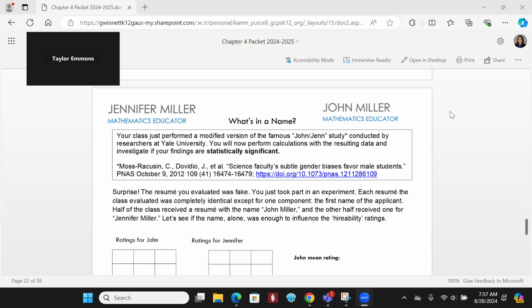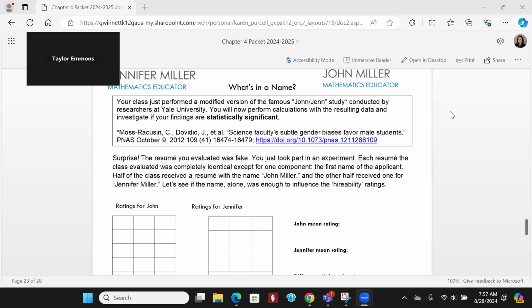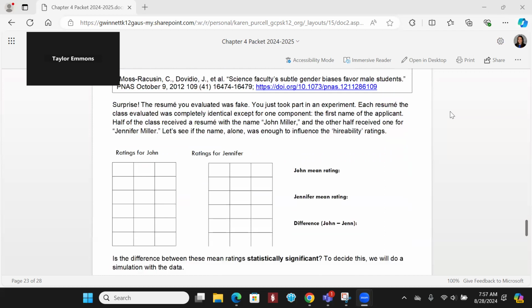All right. So your class should perform a modified version of the famous John-Jen study conducted by researchers at Yale. You will now perform calculations with the resulting data and investigate whether your findings are statistically significant.